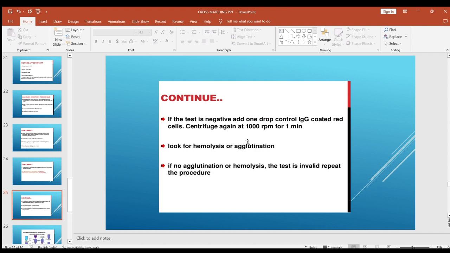If the test is negative, add 1 drop of control IgG coated red cells. Centrifuge again at 1000 rpm for 1 minute. And next we have to observe for hemolysis or agglutination. If no agglutination or hemolysis occurs, the test is invalid and repeat the procedure.